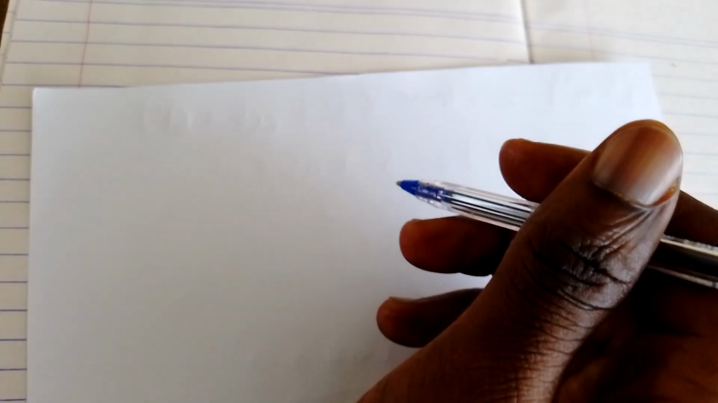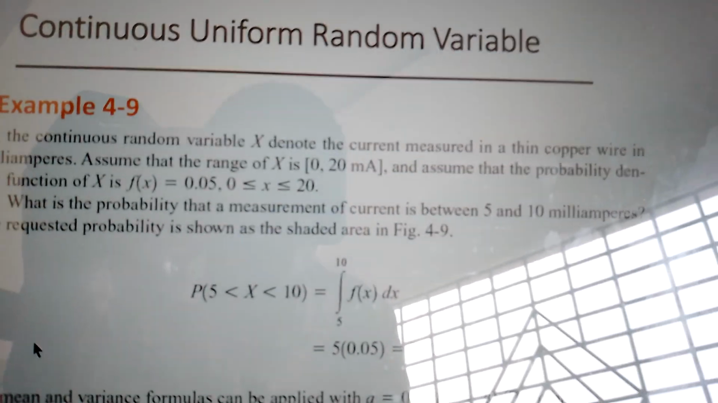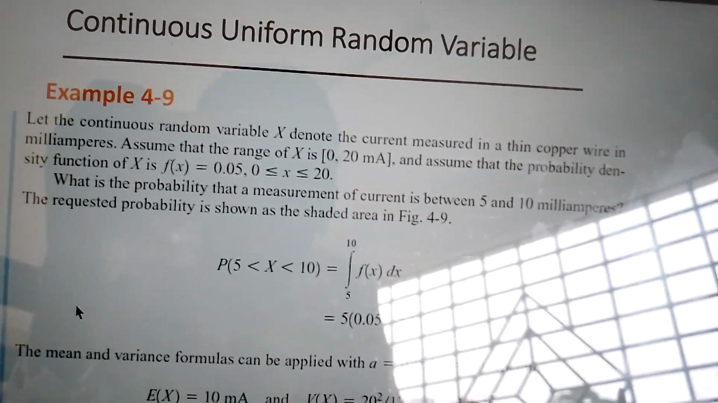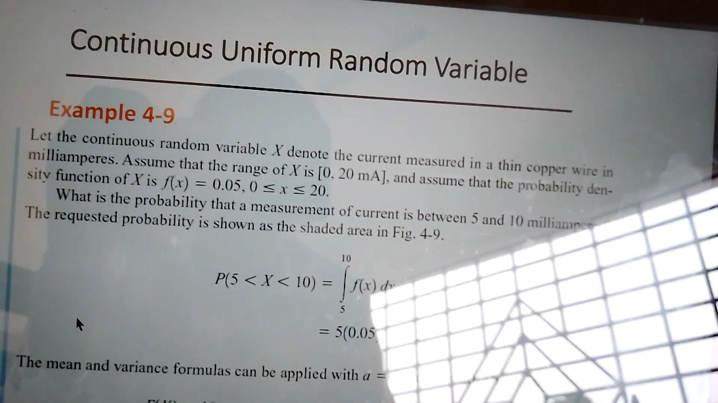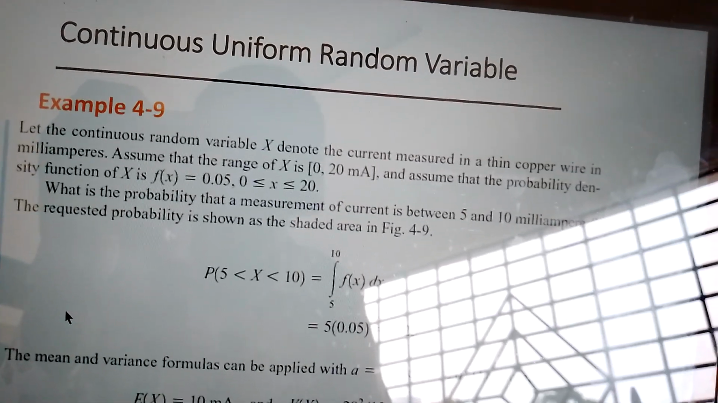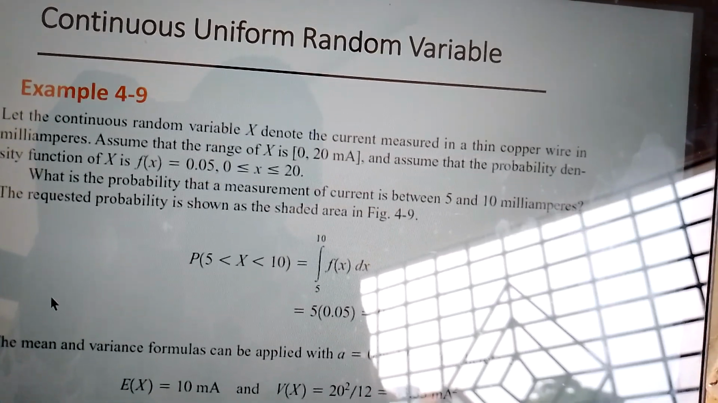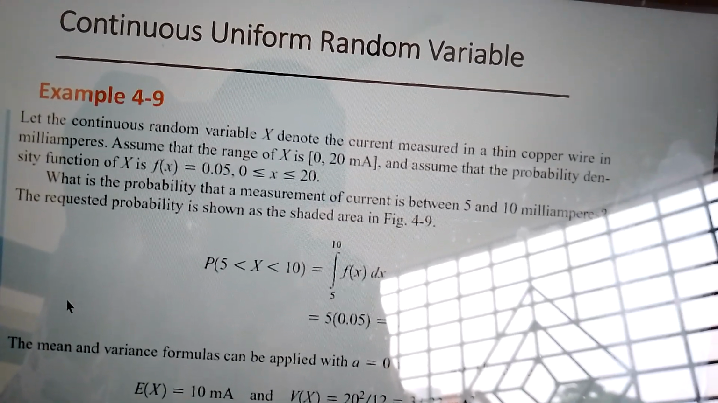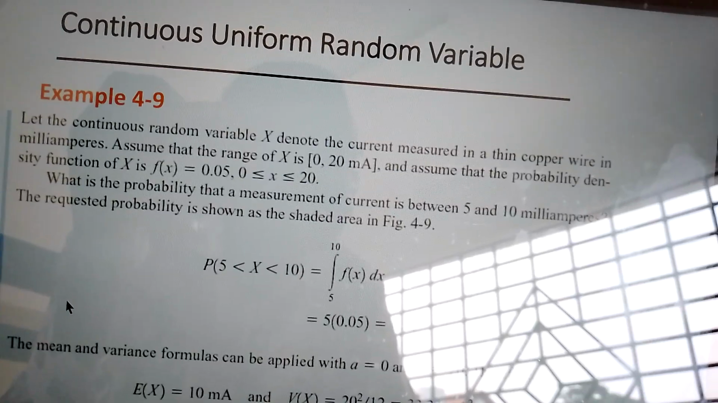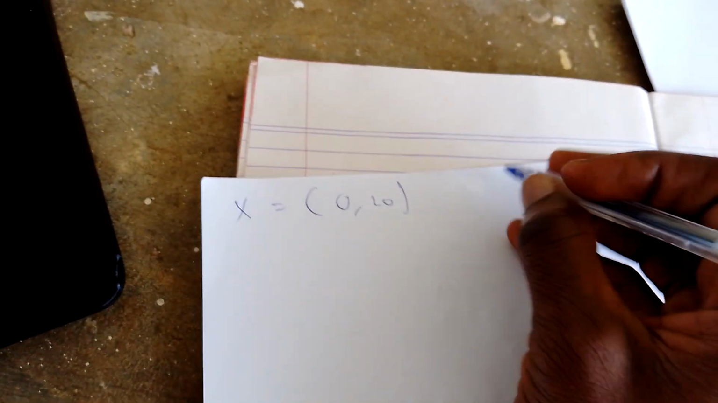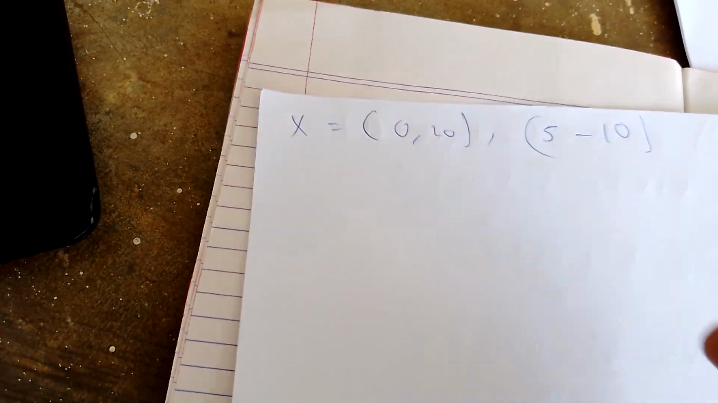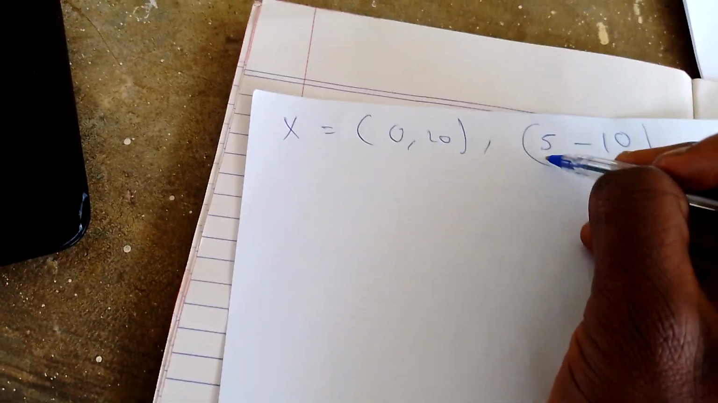Okay, so if you check example 4.9, let me see if I can get it for you to see. It's quite okay. So this one, right? Let's just define our terms. Our range can be defined as 0 to 20. I'm just taking the most important things. So what's the probability that a measurement taken is between 5 and 10? Good. So basically, I think we have everything we need. Now this is the question they're asking you, right? So this is your a and this is your b.